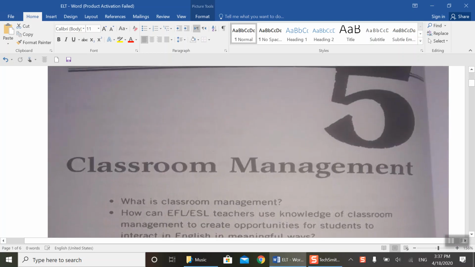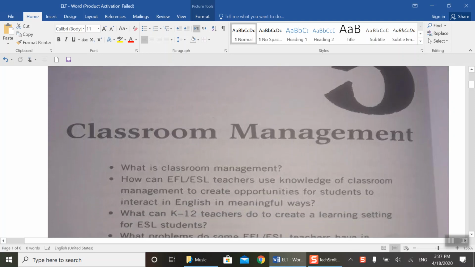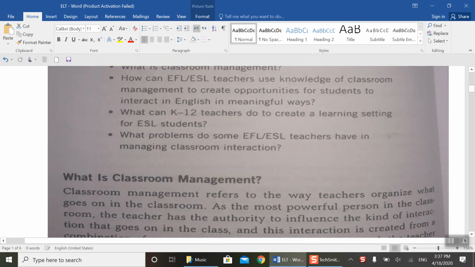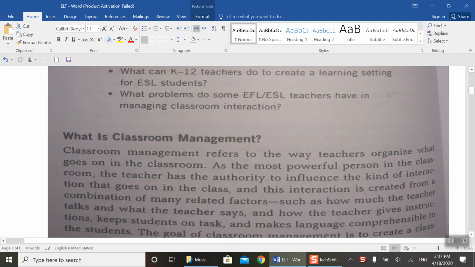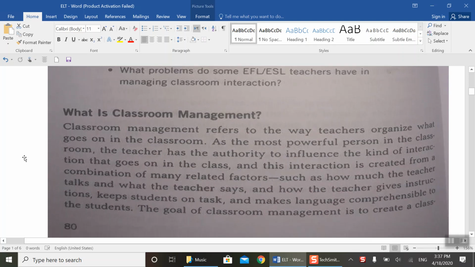Today we have chapter number 5. We are going to talk about classroom management. Okay, classroom management. We are going to talk about these 2 points. What is classroom management? How can ESL teachers use knowledge of classroom management to create opportunities for students to interact in English in meaningful ways? Okay, what is classroom management? We have to know what is classroom management.